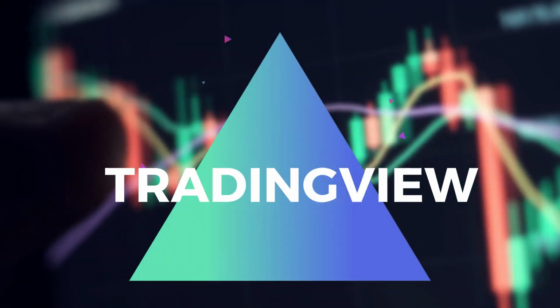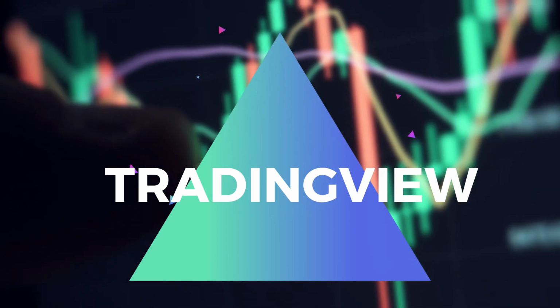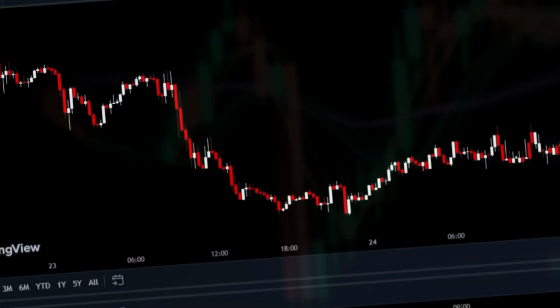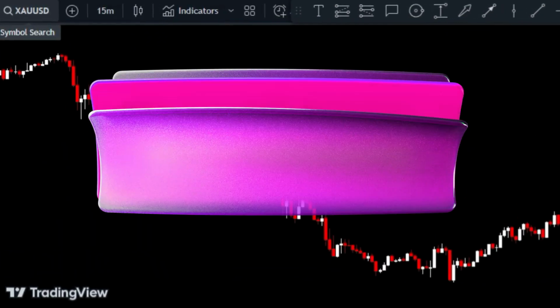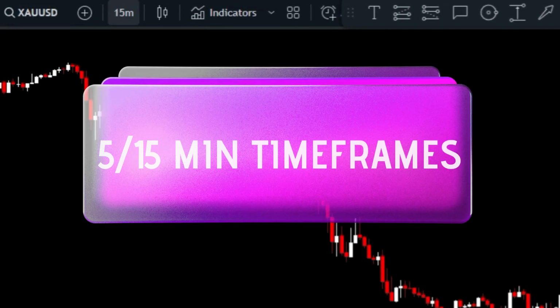We'll be using the popular TradingView platform, so feel free to use any chart you like, but we suggest sticking to the 5 or 15 minute time frame for the best results.